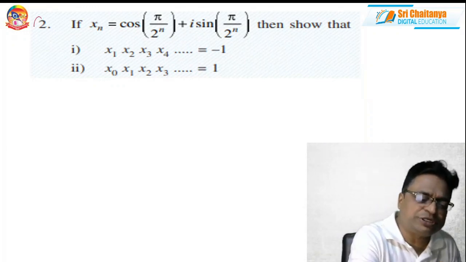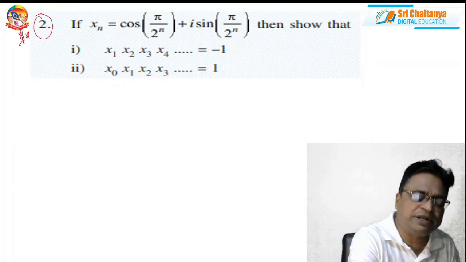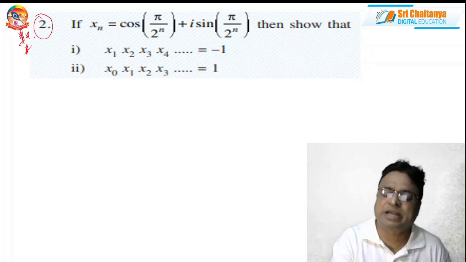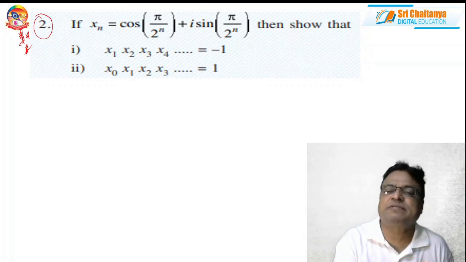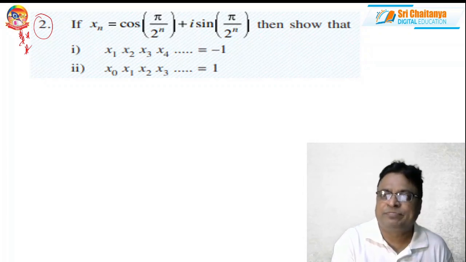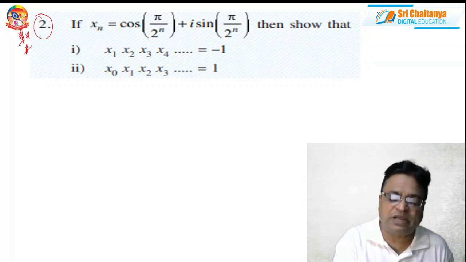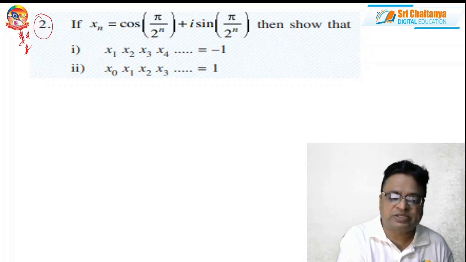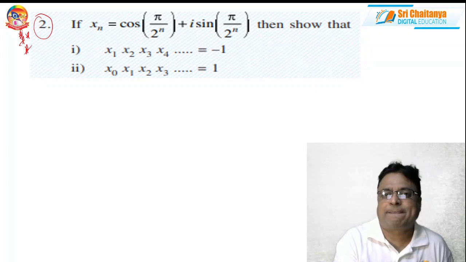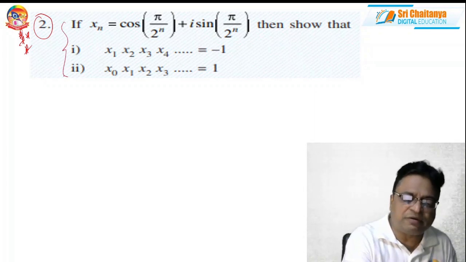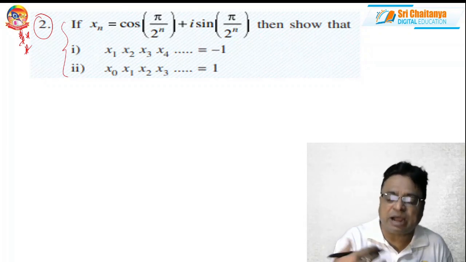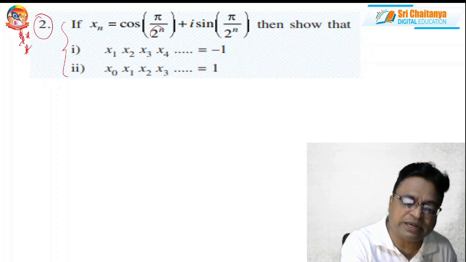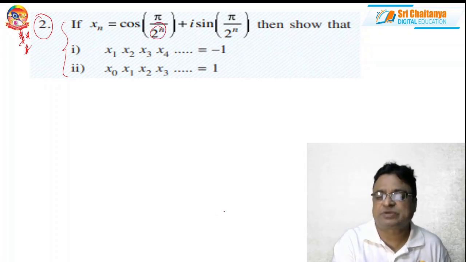Now coming to the second problem. And this is again the most important favorite question for all competitive examinations. Even in an IIT examination also, once upon a time, they asked this question. Here try to understand: x_n is equal to cos of (pi by 2 power n) plus i sin (pi by 2 power n). Then we have to show that first, the product of all the values is equal to minus 1, and x0 into x1 into and so on equal to 1. Actually, as properties of nth roots of unity, we have mentioned these things, but it is not the concept of nth roots of unity. It appears like nth roots of unity. This is 2 power n, be careful, not 2n or n square, something like that.